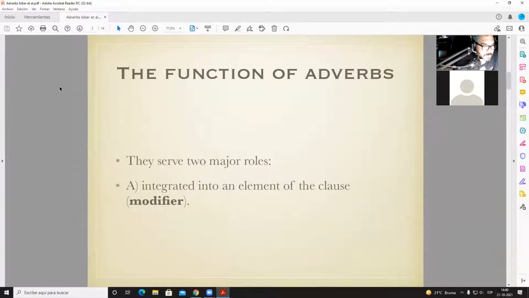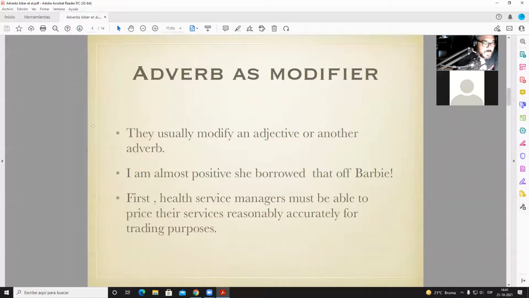The function of adverbs: they serve two major roles. A, integrated into an element of the clause, that is to say, as a modifier inside of an adverb phrase or inside of a verb phrase. I have always played. Very big. Those are adverbs. They usually modify an adjective or another adverb.